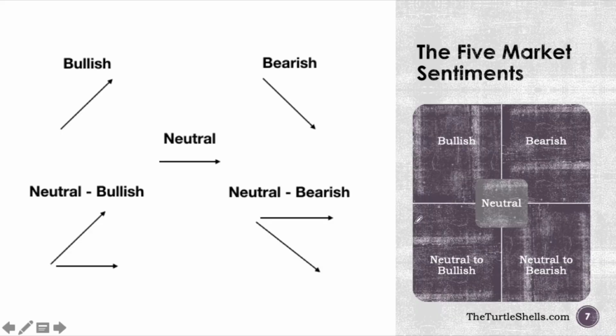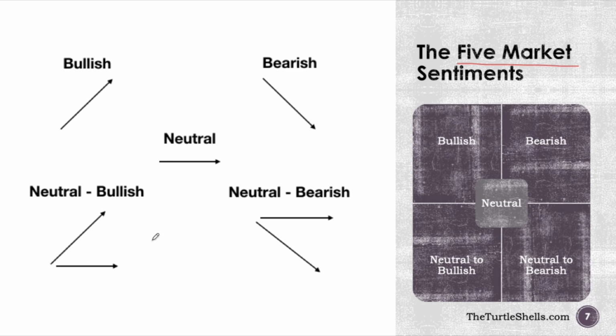Okay. Now, because there are two market players, there are five market sentiments: bullish, bearish, neutral, neutral to bullish, and neutral to bearish. Bullish means, if I feel that the prices are likely to go up in the market, I am a bullish market participant. If I feel that the prices are going to crash or fall, I am bearish on the market. If I feel that the market is going to remain flat, neither going up nor down, I am neutral on this market.